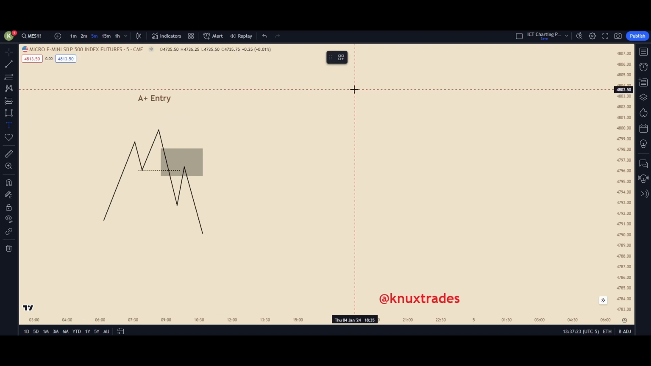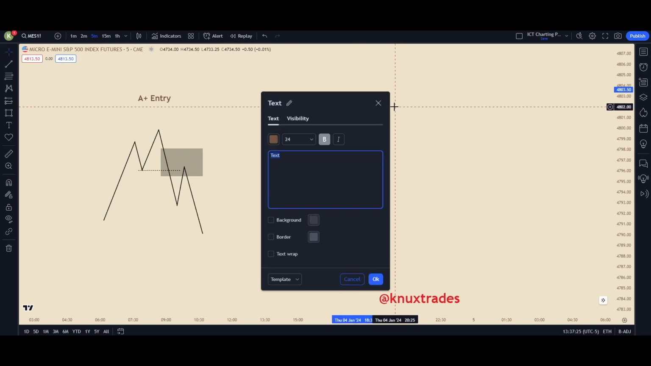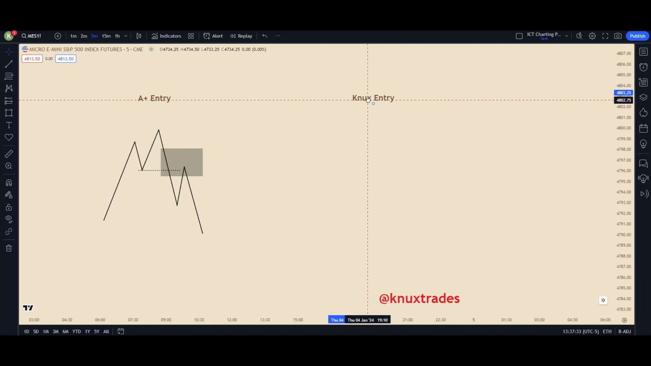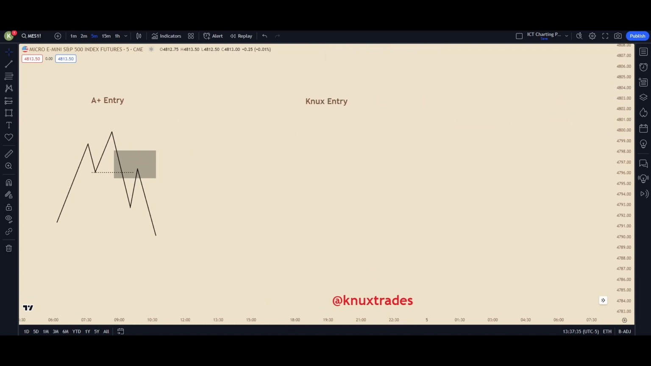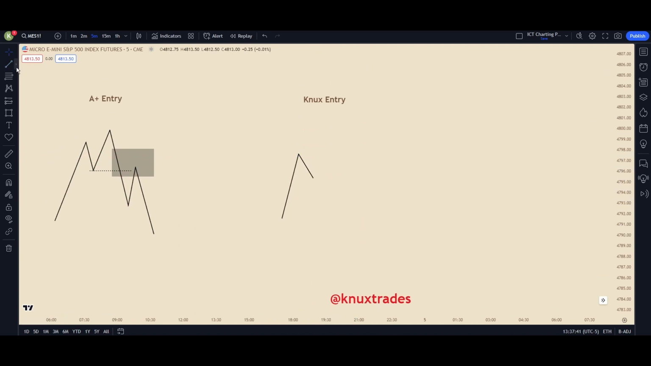Now we'll go into my Nux entry. And remember, Nux entry is just inversion fair value gap paired with less risk entry. So Nux entry here, and we have a price leg up, and this can be for a long as well. Just flip the A plus entry in the opposite direction. Right now I'm just drawing all short examples. This would be the exact same thing if you wanted to go long.